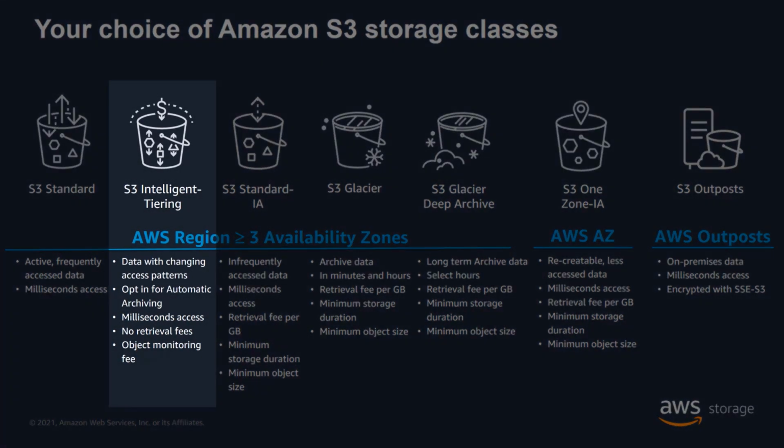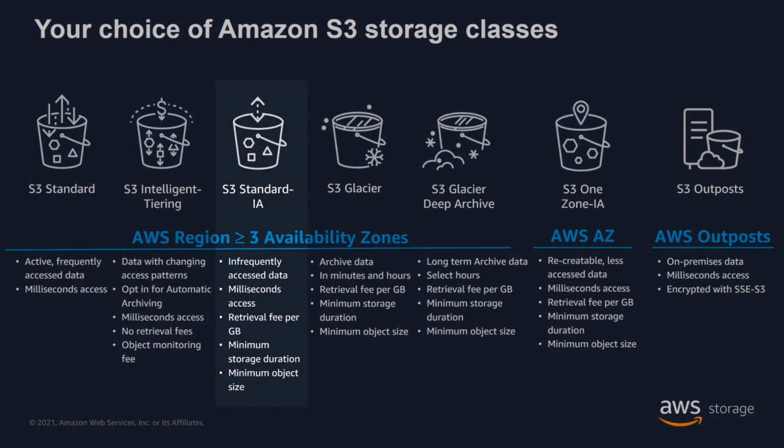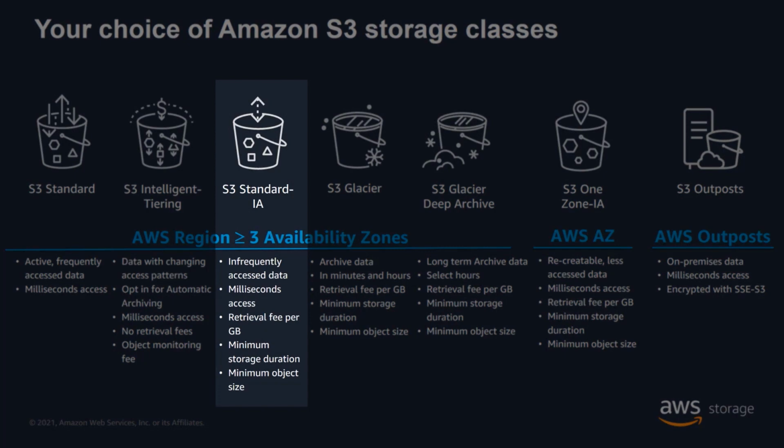For unknown or changing data access, S3 Intelligent Tiering is designed to optimize costs by automatically moving data to the most cost-effective access tier. S3 Standard Infrequent Access is for data that is less frequently accessed, but still requires rapid access when needed. This makes it ideal for reducing costs while maintaining high performance.